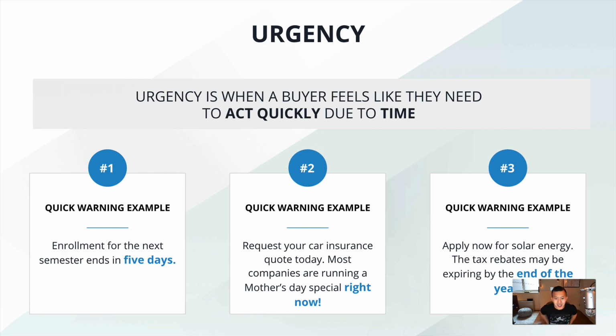Most companies are running a Mother's Day special right now. That's a great one, throwing in different holidays and time constraints based on holidays, because with a Mother's Day special, everyone knows that once Mother's Day is gone, the offer's gone. Something else is: apply now for solar energy. The tax rebates may be expiring by the end of the year. So now they feel more compelled to apply now because the tax rebates might be gone soon.